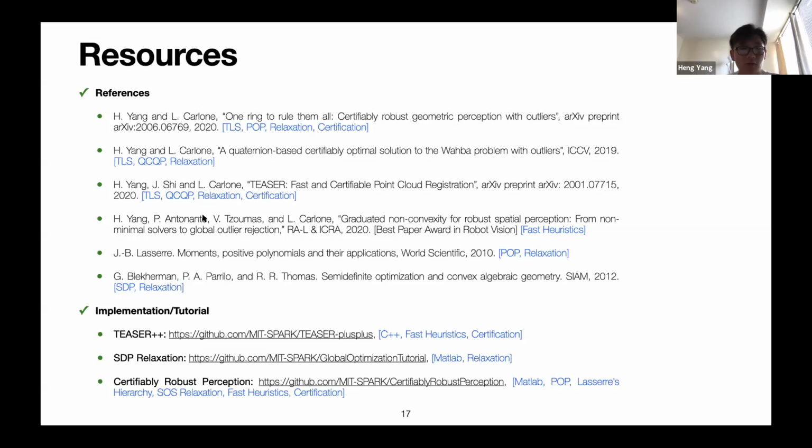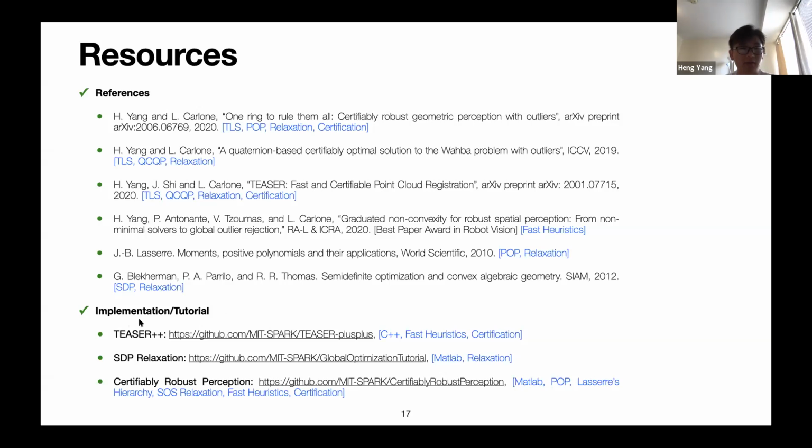And for a few other results, in the blue lines, I comment about the keywords of these references. And the last two books, one by Lasserre and one by Parrilo, Blekherman, and Thomas, I think these are two great books that have been the source of inspiration for me to do certified perception. I'll probably recommend these two books if you want to know the 101 of SDP and polynomial optimization relaxation.